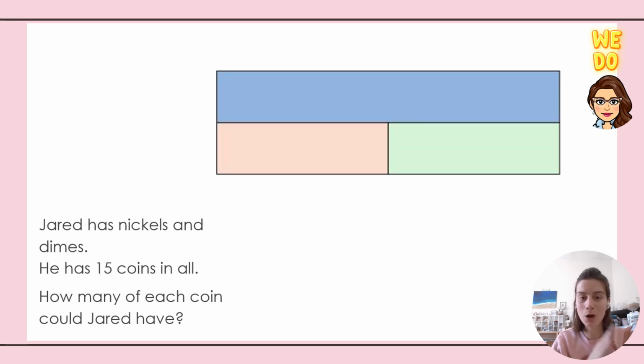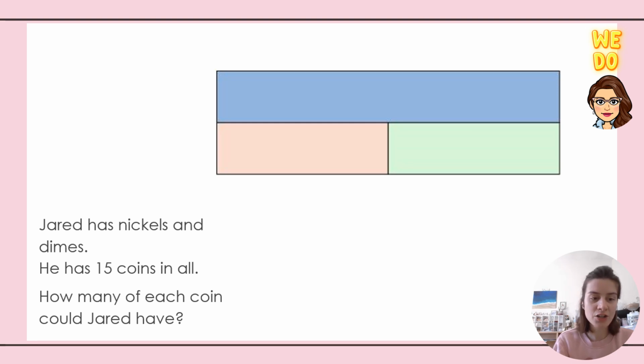We're using the part total table or graph to solve, but we first need to complete step 1, understand it. So let's go ahead and read the problem. Jared has nickels and dimes. He has 15 coins in all. How many of each coin could Jared have? So we want to show all of the different options for what he could have. But before we do that, let's go ahead and understand our problem more.